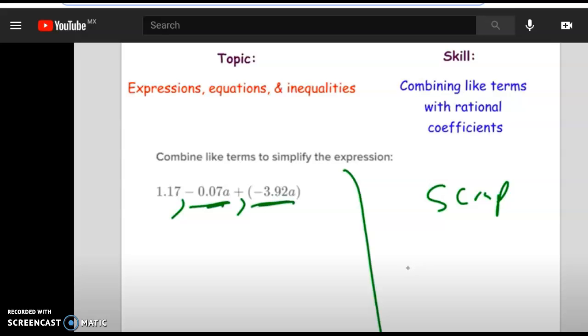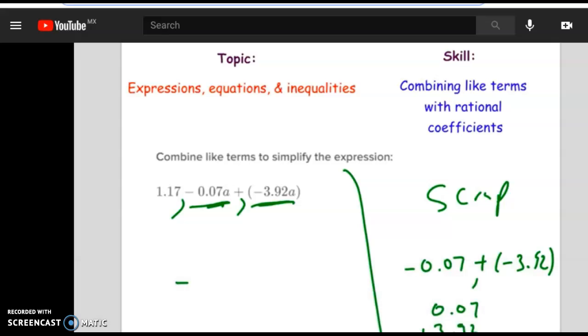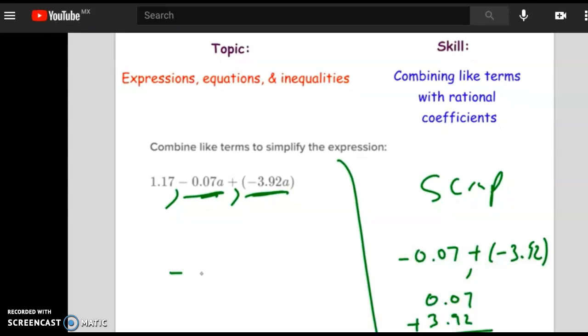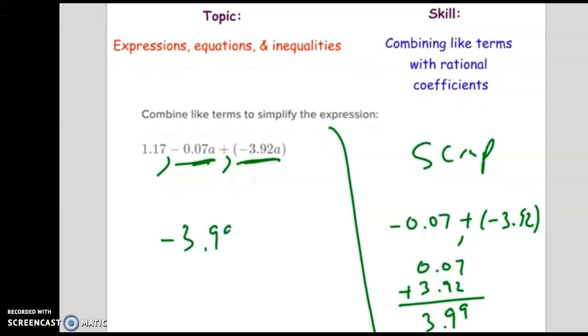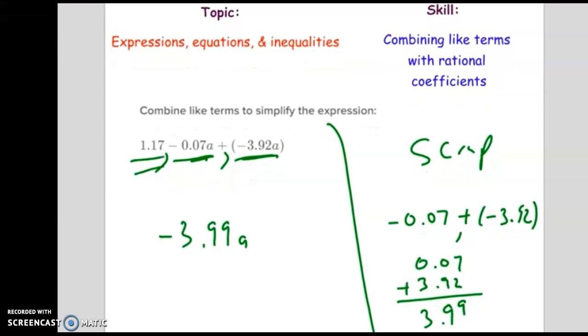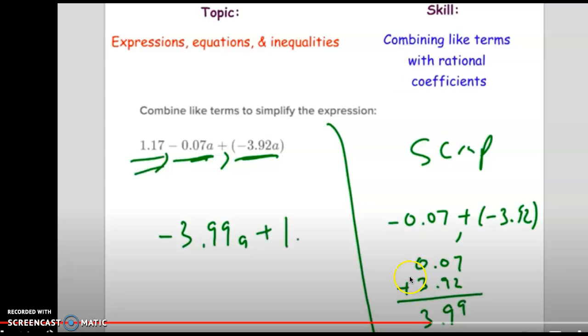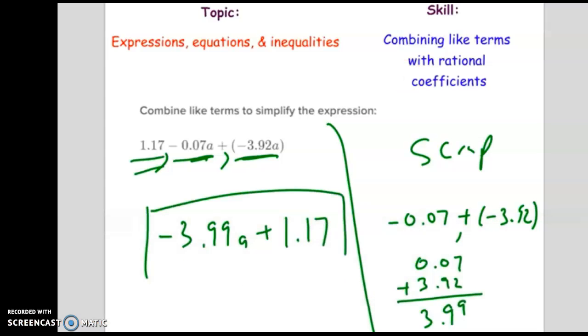So I have negative 0.07 plus negative 3.92. Well, they're both negatives, so I would just really be adding these two numbers up and putting a negative sign in front of them. So 0.07 plus 3.92: 7 plus 2 is 9, 0 plus 9 is 9, 0 plus 3 is 3. So this is negative 3.99a, and I'm left with positive 1.17, so plus 1.17, and we are done. That's it, simplified. Do we have any more?